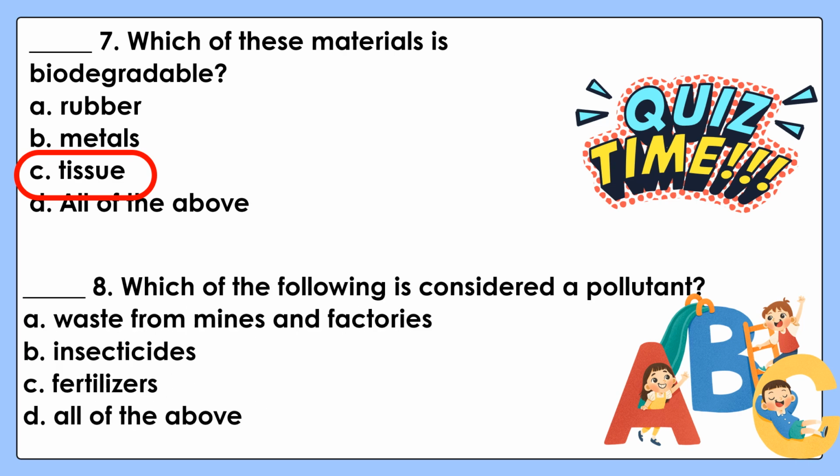Number 8. Which of the following is considered a pollutant? A. Waste from mines and factories, B. Insecticides, C. Fertilizers, or D. All of the above? The answer is letter D. All of the above.